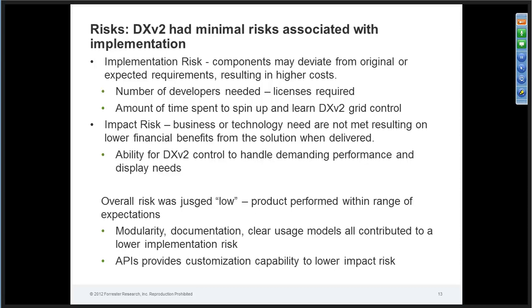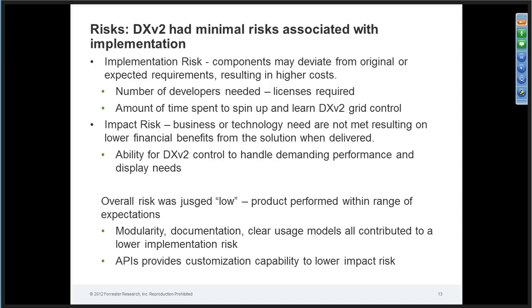From an implementation risk standpoint, it's possible that instead of 2 developers, they might have needed to bring a 3rd or a 4th developer on, which might have increased the cost of licensing the controls, but they ended up not needing to do that. It is also possible that it might have taken them longer than they expected to be able to spin up and learn the grid controls. So if you look at the variance there, instead of 3 weeks, it could be 4 weeks or 5 weeks. It could be as low as 2 weeks. But when you look at the overall cost from a developer perspective, you're talking a couple $1,000s there. You're not talking 10 or 20 or $100,000 of potential variance.